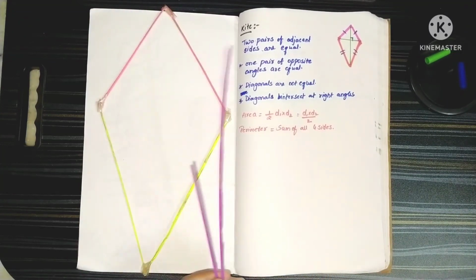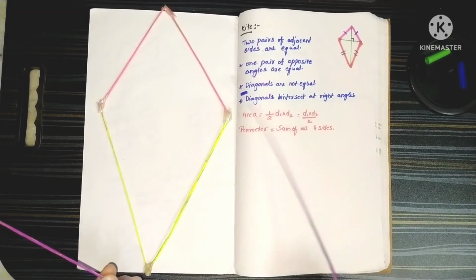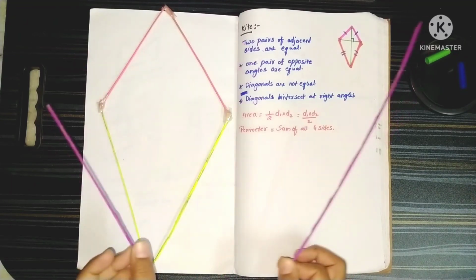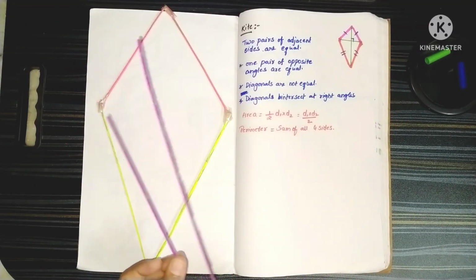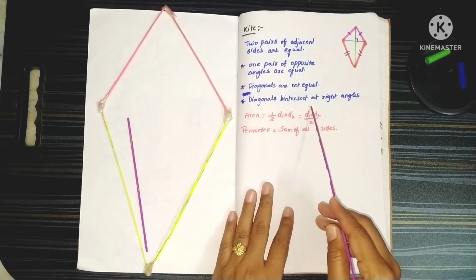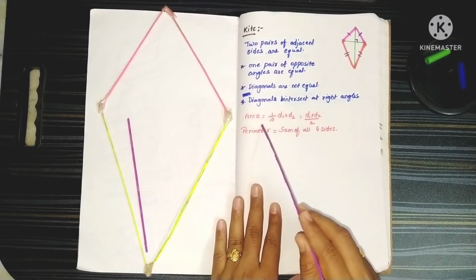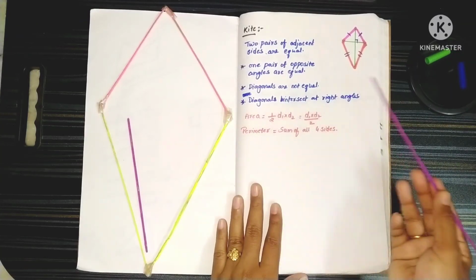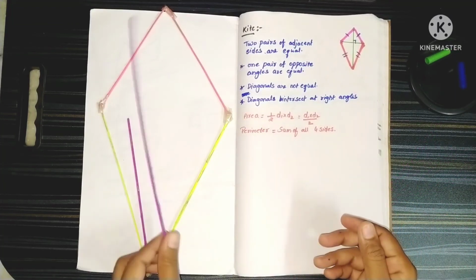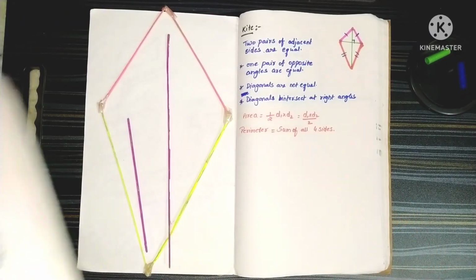What can you say about a kite? In a kite, adjacent sides are equal, one pair of opposite angles are equal, and diagonals are not equal. One diagonal bisects the other diagonal. Diagonals intersect at right angles. They do not bisect each other. Area of a kite is also half d1 into d2. Perimeter is the sum of all four sides. So these are the different types of quadrilaterals.